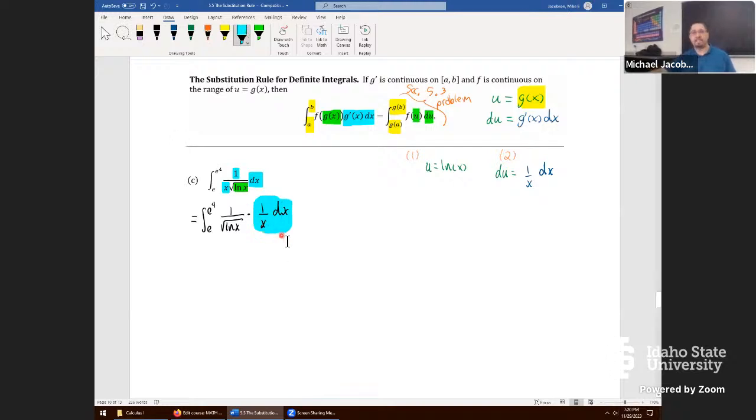1 over x dx placed together, it's just more clearly going to turn into a du. Then 1 over root natural log x, we knew that's going to be a 1 over root u. And so now we're just about there. One last thing we need to take care of is limits of integration. Any questions, folks, before we go to that next step?